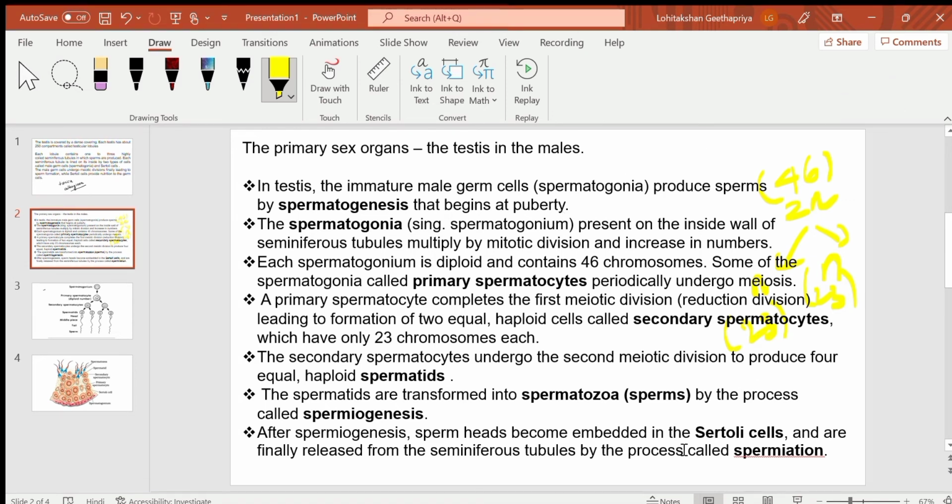Now, it is the time for the secondary spermatocytes to undergo the second meiotic division. So basically, in the process of spermatogenesis, one mitotic division and two meiotic divisions take place. The first meiotic division happens when the primary spermatocyte divides to become the secondary spermatocyte. Now the secondary spermatocytes undergo the second meiotic division to produce 4 spermatids. All are haploid, they contain 23 chromosomes.